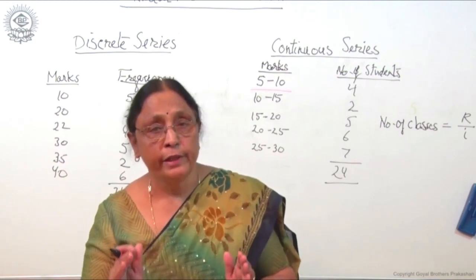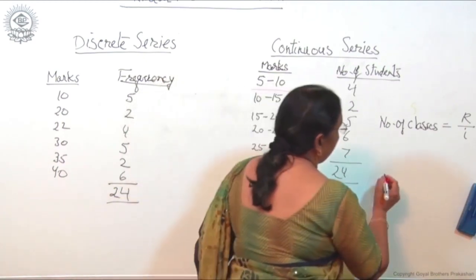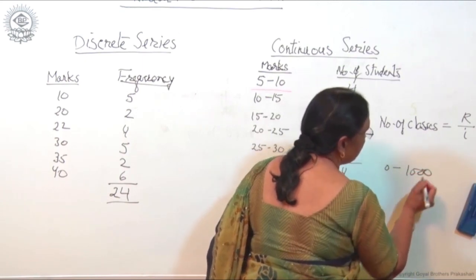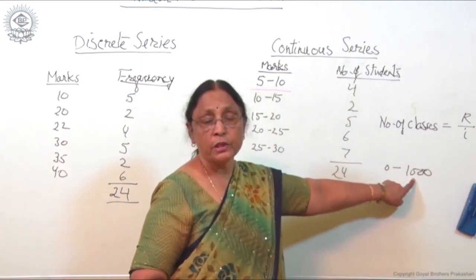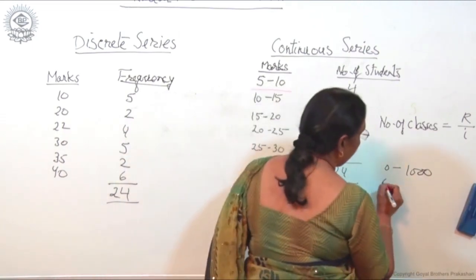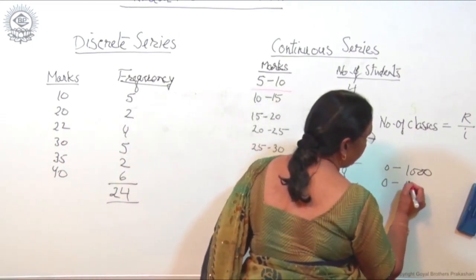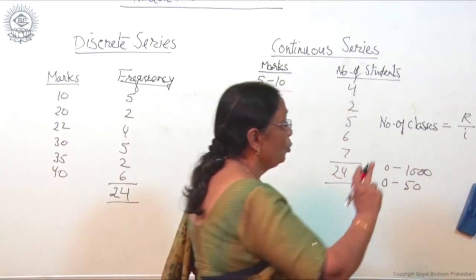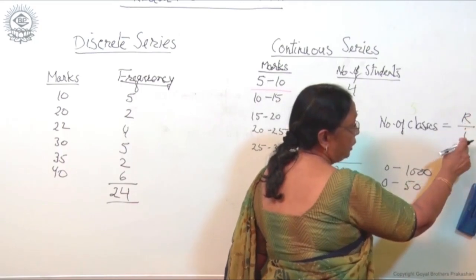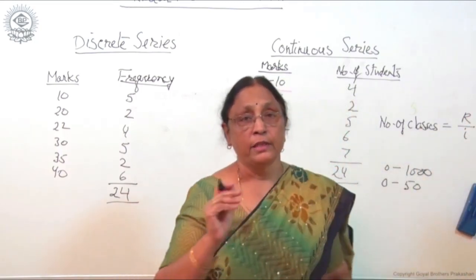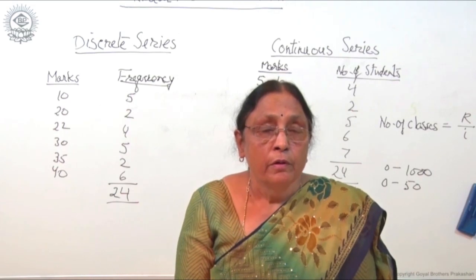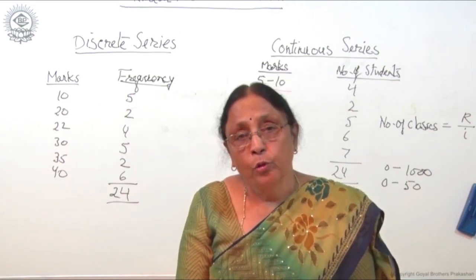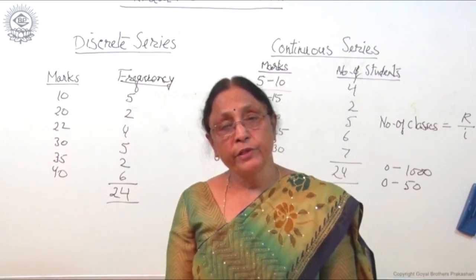Suppose you have collected data ranging between 0 to 1000. In this case your range is 1000. If it is ranging between 0 to 50, here the range is only 50. So whatever the range is, accordingly you take the class interval. As I told you, suppose there are 500 children in a particular locality and you are doing the investigation of 500 children.